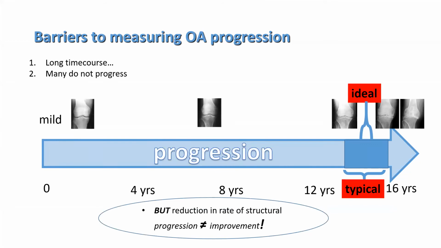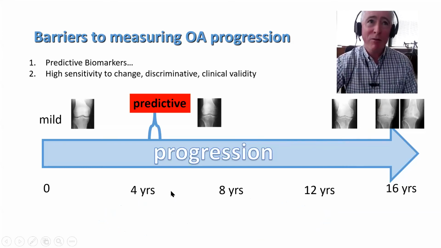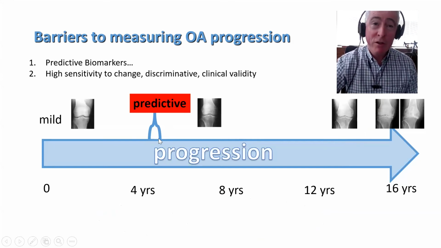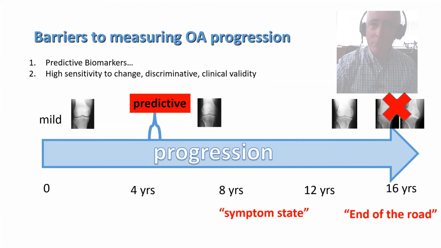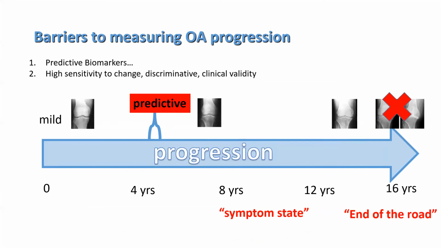But here's the other problem. Reduction in rate of structural progression, which seems to be the current treatment goal, doesn't actually mean improvement. In fact, worse than that, you could lock people into a prolonged, unacceptable symptom state, which would be worse than just having a joint replacement. So what might be much better would be to have a predictive biomarker so that you might measure a period of time prior to the development of clinical disease and have that predict what happens down the line in terms of symptom state by some global definition, or even end of the road.